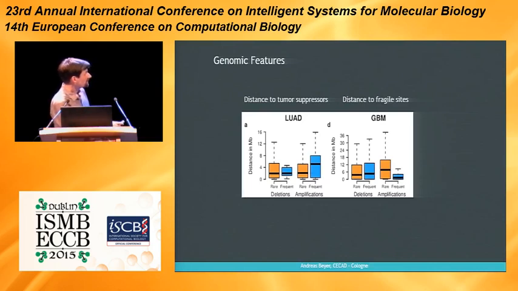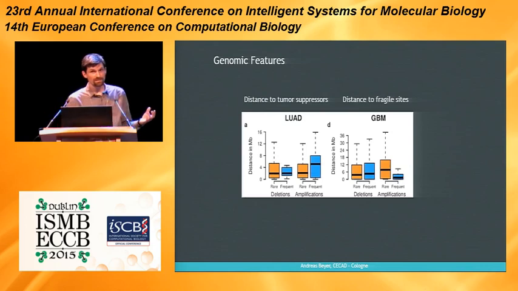Here's a similar picture for glioblastomas and fragile sites. These are sites in the genome that are more likely to break. And again, you see that frequent, in this case, amplifications are closer to fragile sites than rare amplifications. So it's also the physics of the chromatin that impacts the frequency of these mutations.